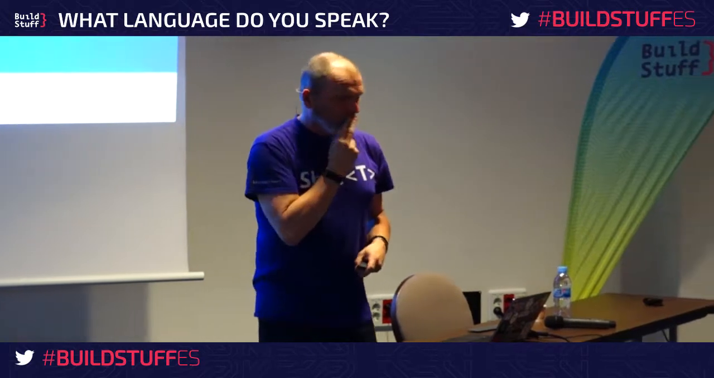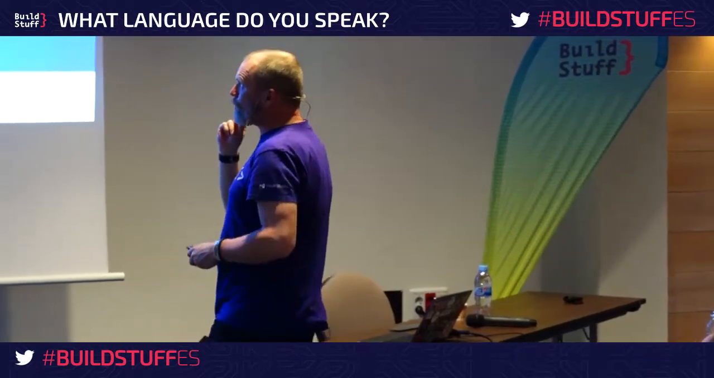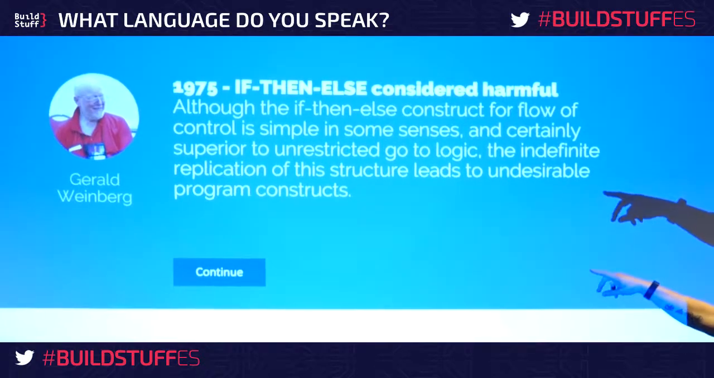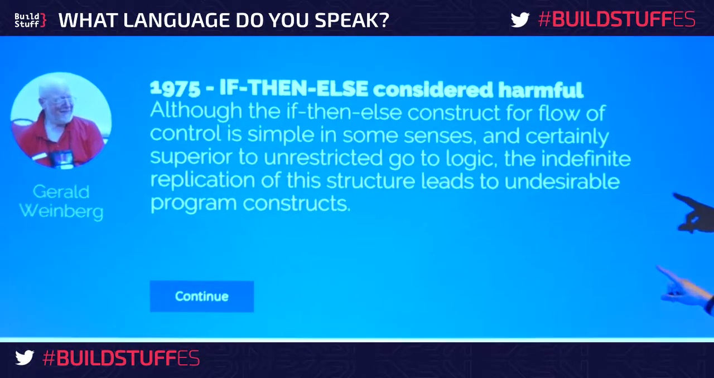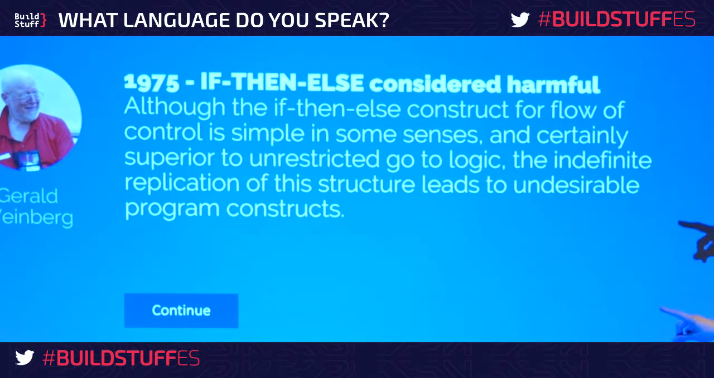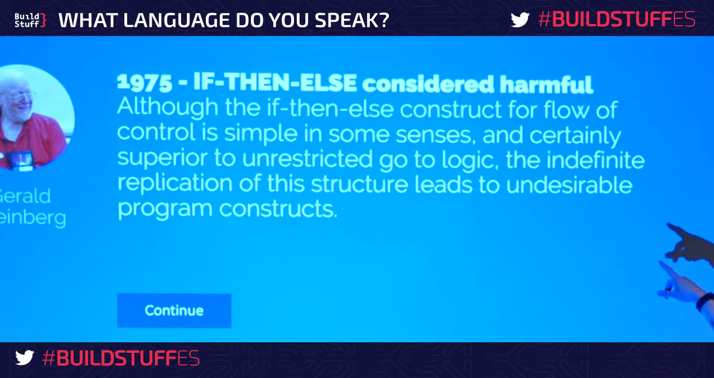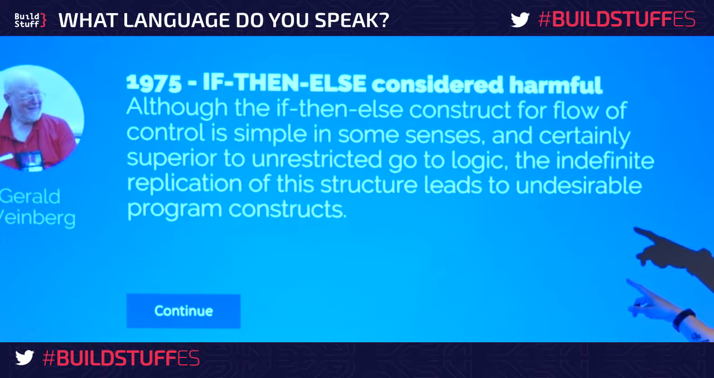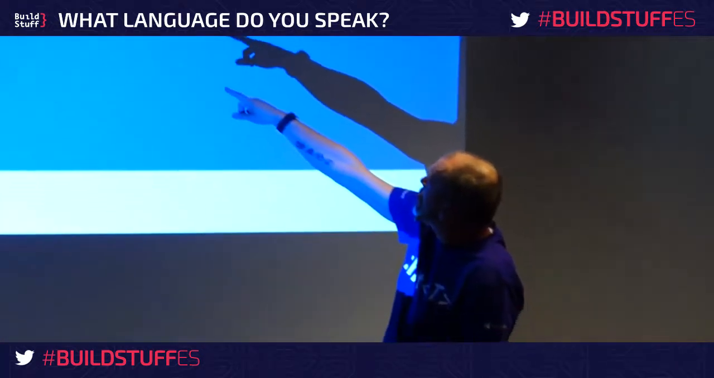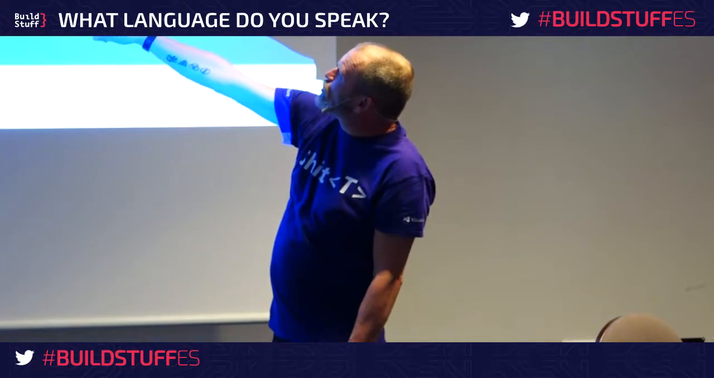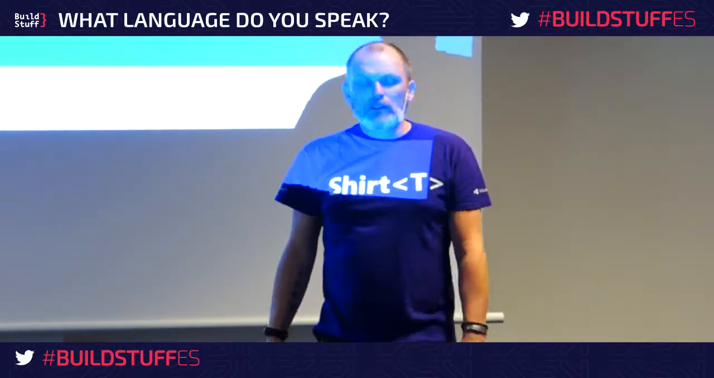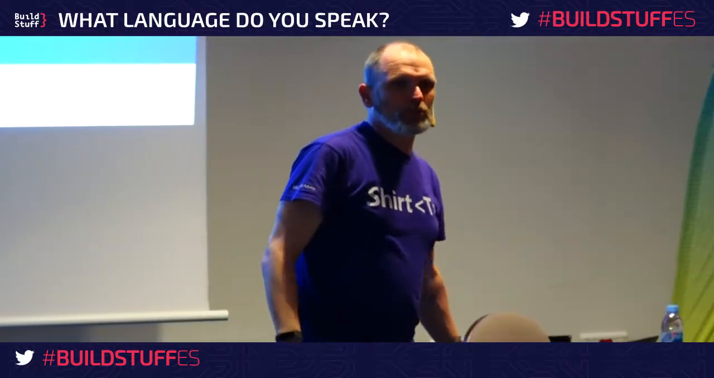So, to continue a bit of history, here's a guy called Gerald Weinberg, very famous computer scientist, and in 1975 he said, the if-then-else statement is considered harmful. Although the if-then-else construct for flow of control is simple in some senses, and certainly superior to unrestricted go-to logic, so he's looking towards Edsger Dijkstra's paper, which was written some years before that, the indefinite replication of this structure leads to undesirable program constructs. You didn't think of that before, right? Because if statements, you use them all the time.